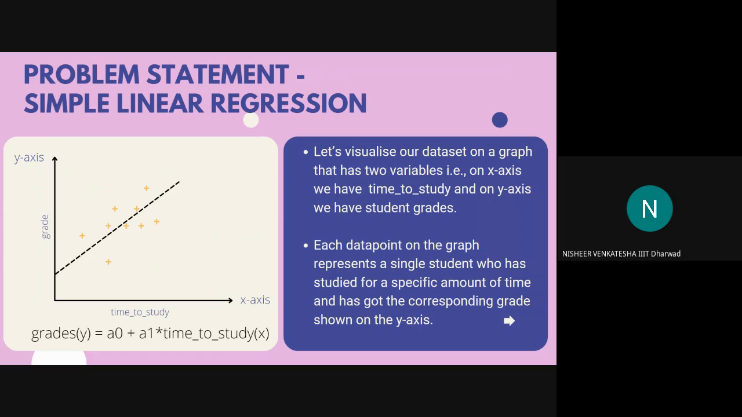Previously we had implemented linear regression using a small data set, that is a student grades data set. As you can see on the graph, on the y-axis there are student grades, and on the x-axis there is time to study. Each data point represents the number of hours a student studied to get a corresponding grade. So in terms of simple linear regression, the formula becomes grades equals a0 plus a1 into time to study.